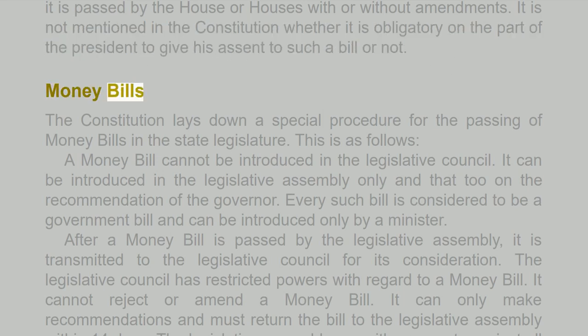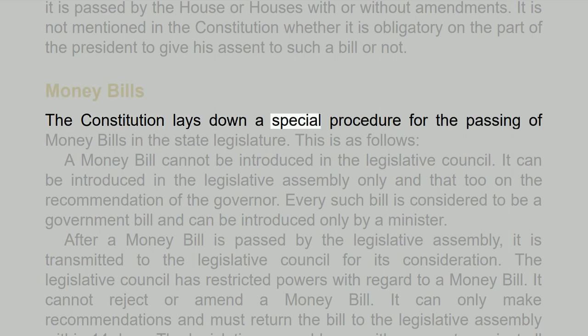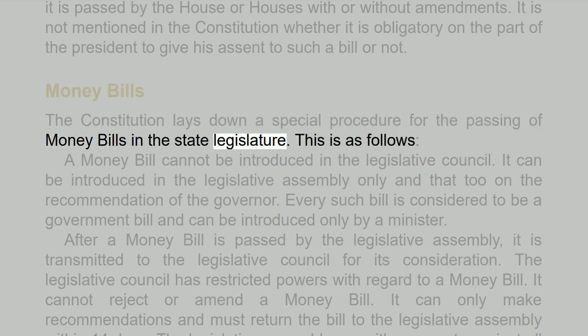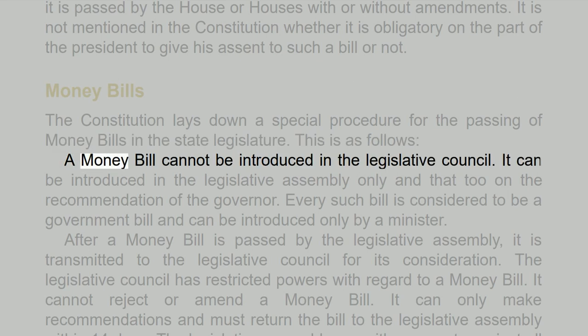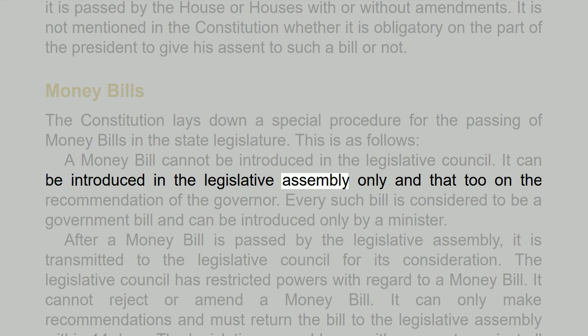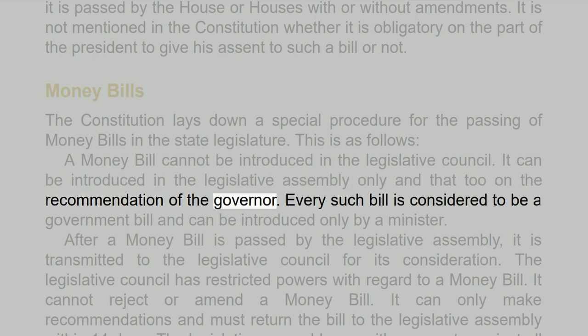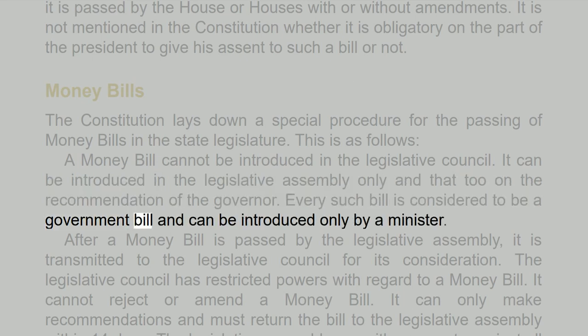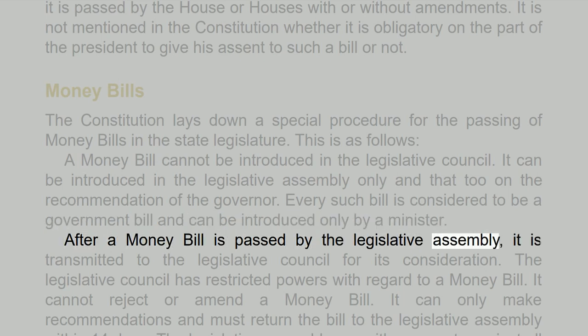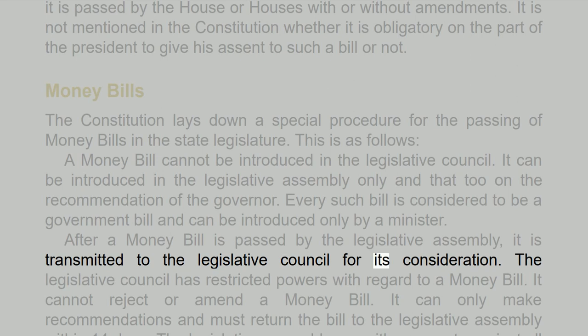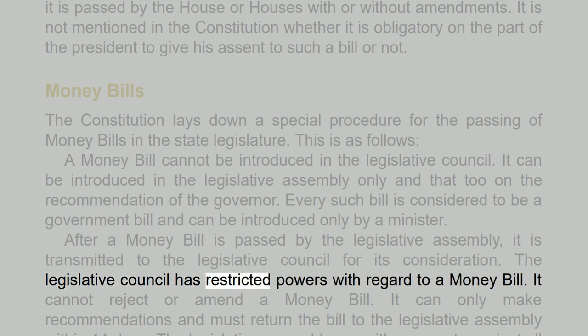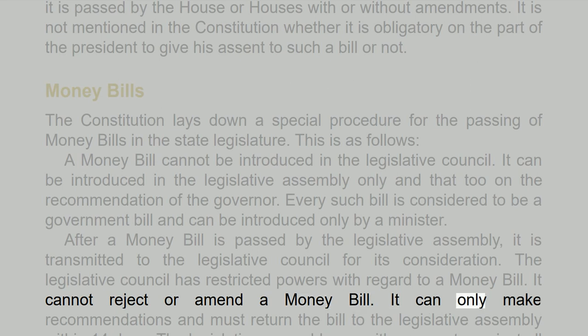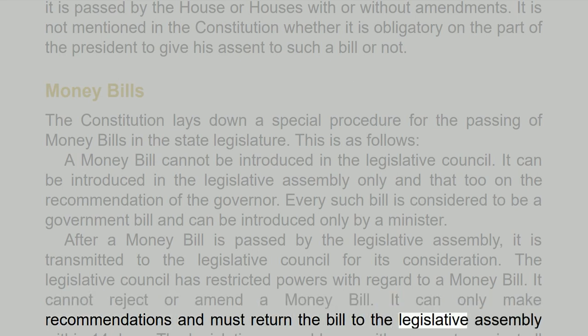Money bills. The Constitution lays down a special procedure for the passing of money bills in the state legislature. This is as follows. A money bill cannot be introduced in the Legislative Council. It can be introduced in the Legislative Assembly only, and that too on the recommendation of the governor. Every such bill is considered to be a government bill and can be introduced only by a minister. After a money bill is passed by the Legislative Assembly, it is transmitted to the Legislative Council for its consideration. The Legislative Council has restricted powers with regard to a money bill. It cannot reject or amend a money bill. It can only make recommendations and must return the bill to the Legislative Assembly within 14 days.